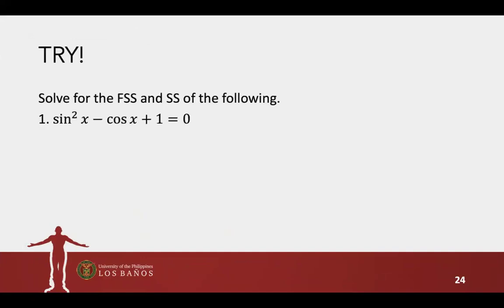So you may try to answer these two questions. You may pause the video first and then later on, you may check the solution.